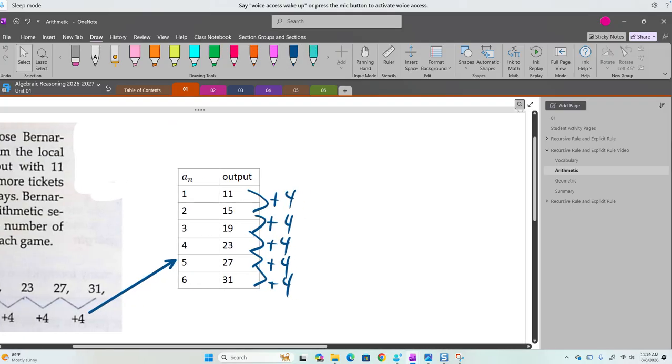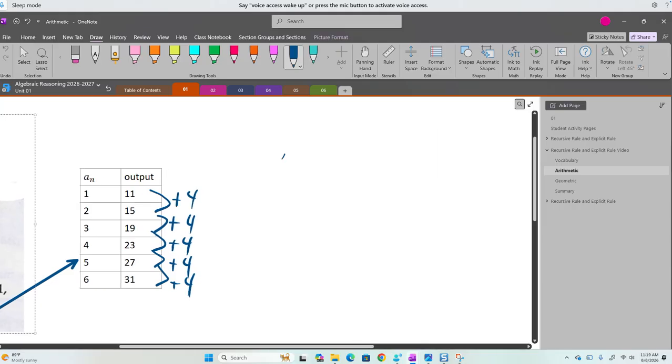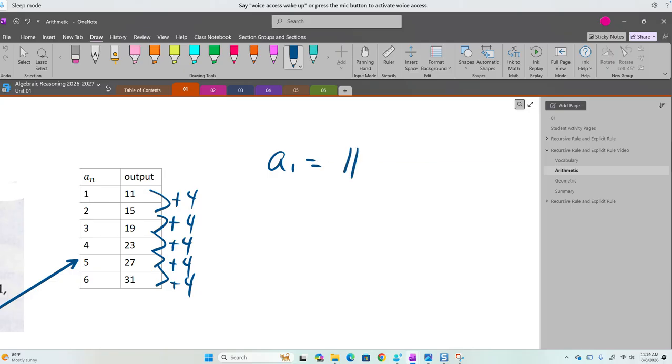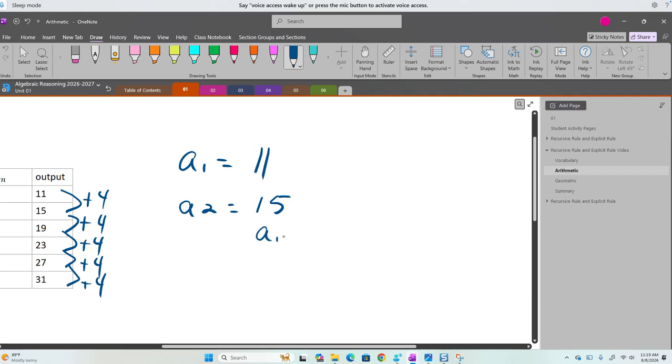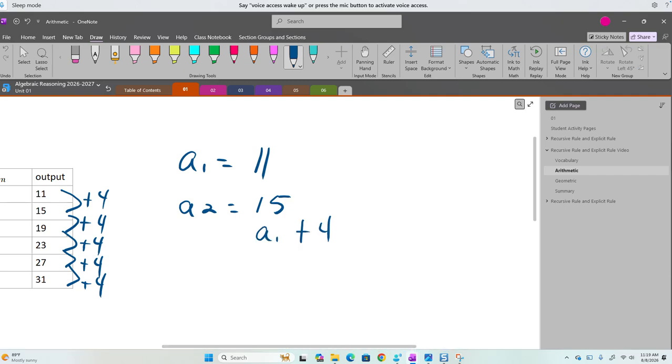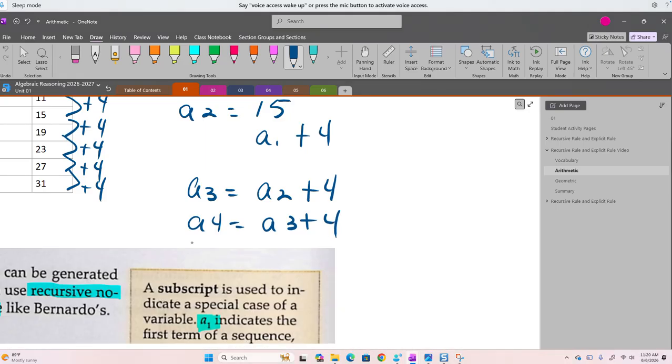All right. So for our recursive rule, we're going to write down that a sub 1 was 11, and then a sub 2 is 15. Now, how did we get a sub 2? Well, a sub 2 really is a sub 1 plus 4. And then a sub 3, well, how did we get a sub 3? A sub 3 was a sub 2 plus 4. And a sub 4 is, of course, a sub 3 plus 4. So this is where they're getting that. Here's our n.